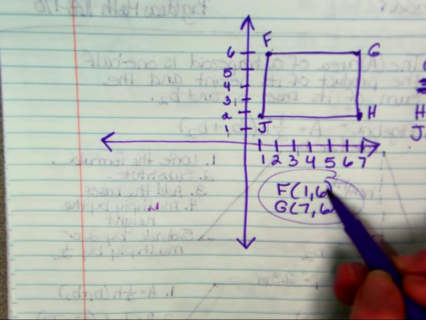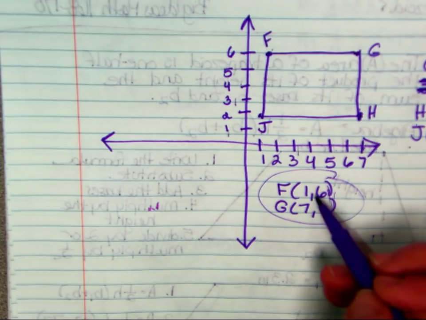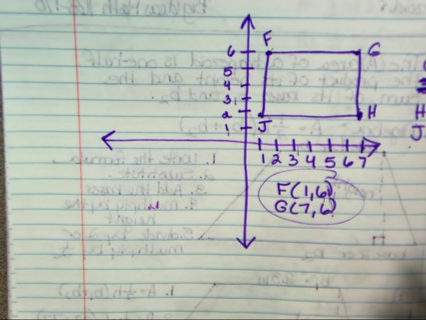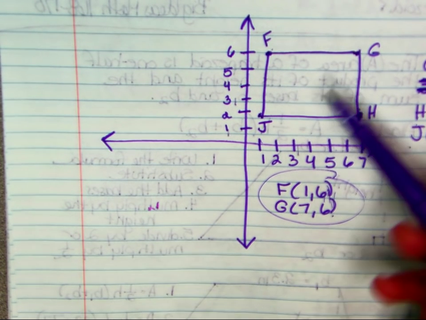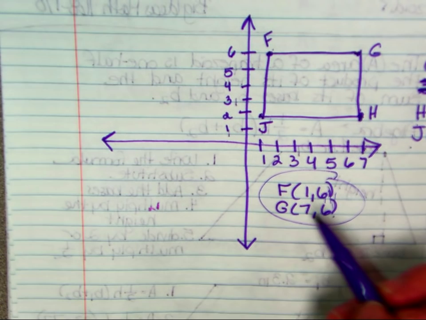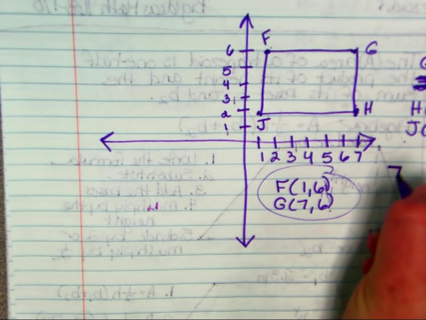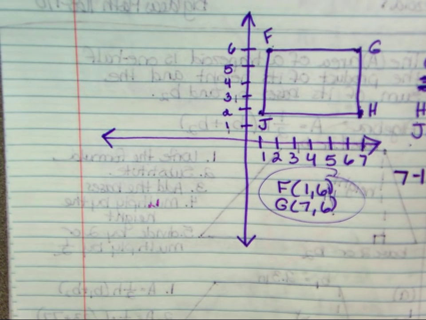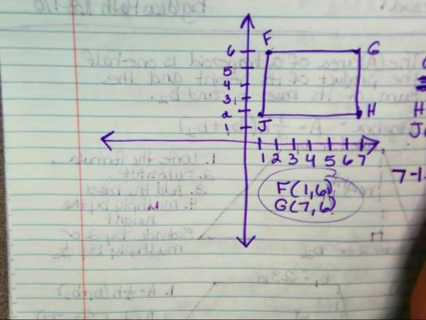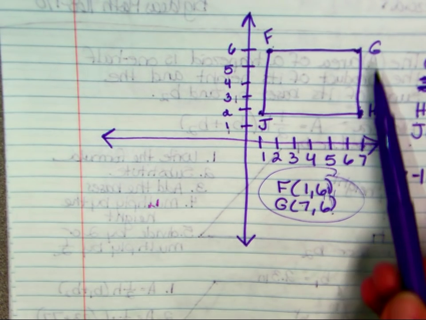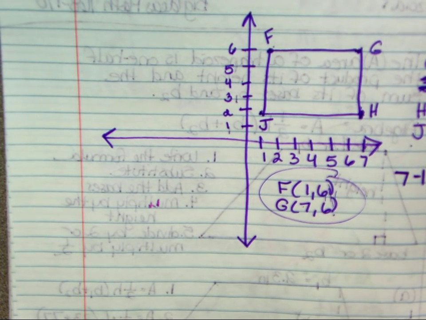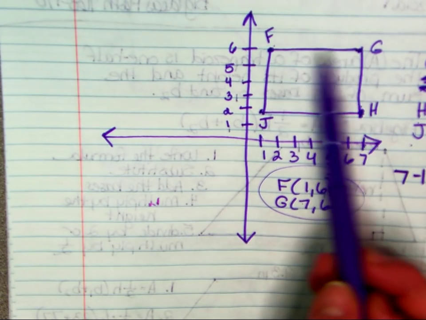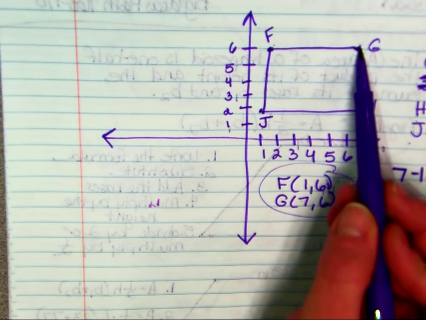In my ordered pairs, you notice these numbers are the same. So I'm going to ignore those right now, and I'm going to take these numbers that are different, the x values. I'm going to take my biggest number, which is 7, and subtract my smaller number, which is 1, and I see there's a difference of 6 units. I apologize, I was looking at the vertical, but it wanted me to look at the horizontal. So between here and here, I go 6 places.